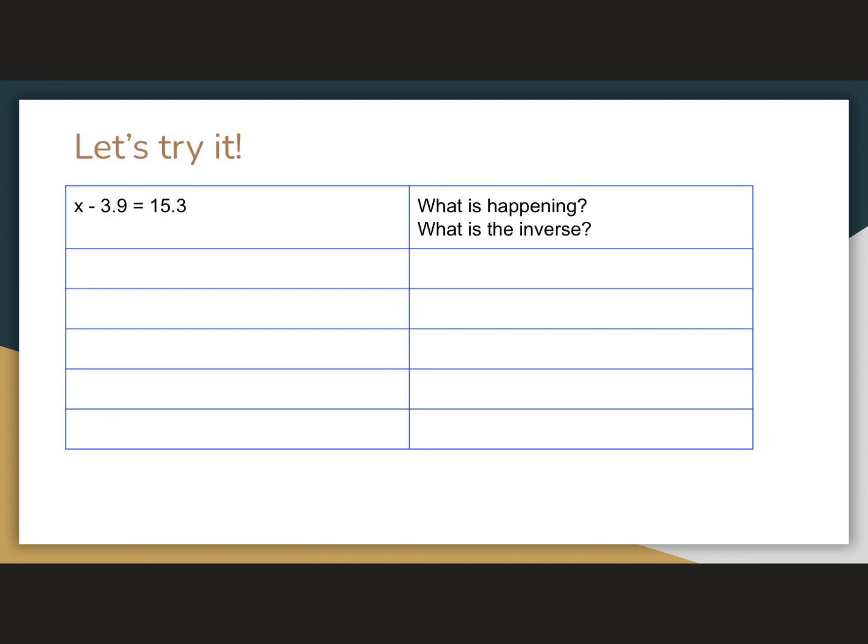So let's try a couple of problems together. First problem, x minus 3.9 equals 15.3. So what is happening here? What's happening to my x? Well, I am subtracting. And remember, you should put these in here. I'm subtracting 3.9. What is the inverse? The opposite of subtracting 3.9 is just going to be adding 3.9. So that's what I'm going to do. I would use my addition property of equality, and I'm going to add 3.9 to both sides.